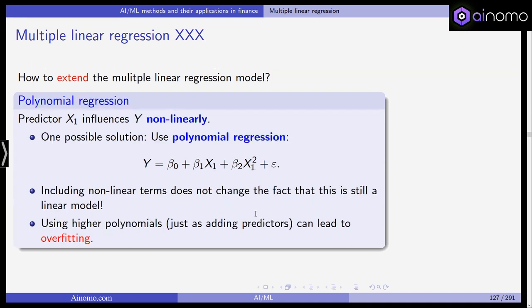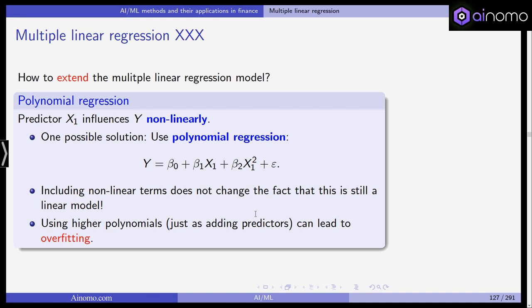What else to do? Now we've seen we are talking about a linear model. What to do if, for example, we see that the effect of x on y is probably a nonlinear one? Well, you can use a polynomial regression. Let's say predictor x1 influences y non-linearly. We can use a polynomial regression. That is, we include x1 and the squared values of x1, so x1 squared.